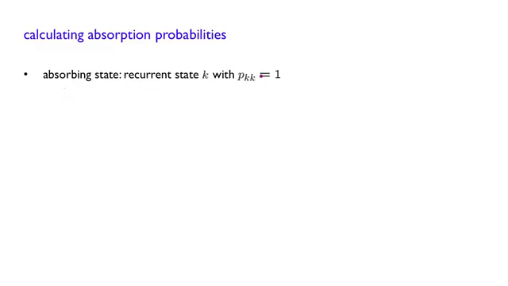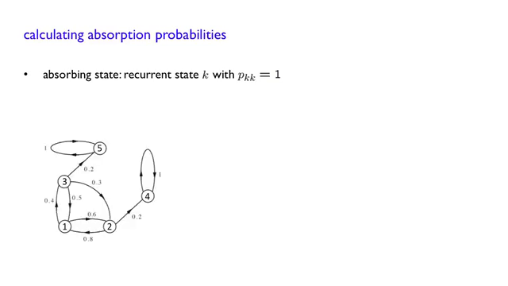As indicated in this definition, an absorbing state is a recurrent state from which you cannot escape once you get to it. The transition probability from k to k is 1. So in some sense, you get absorbed by the state.